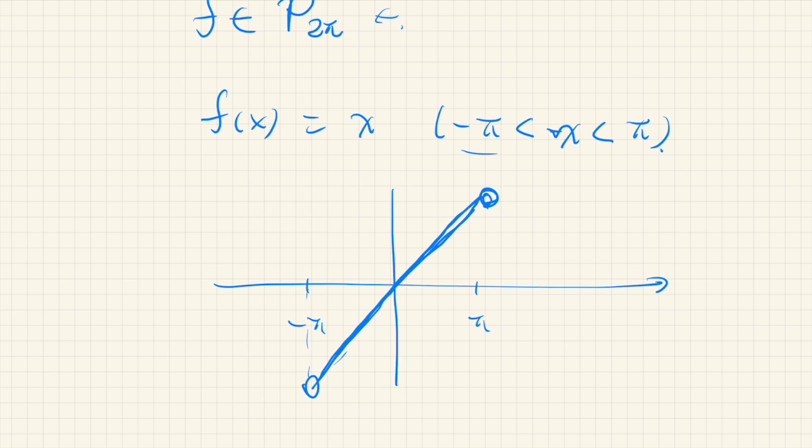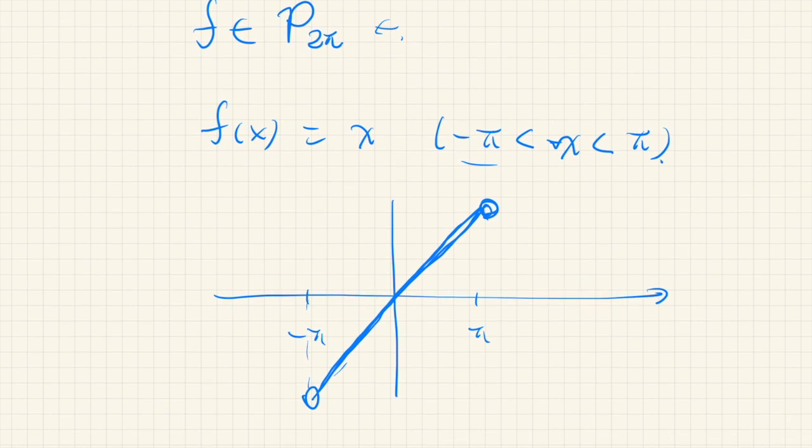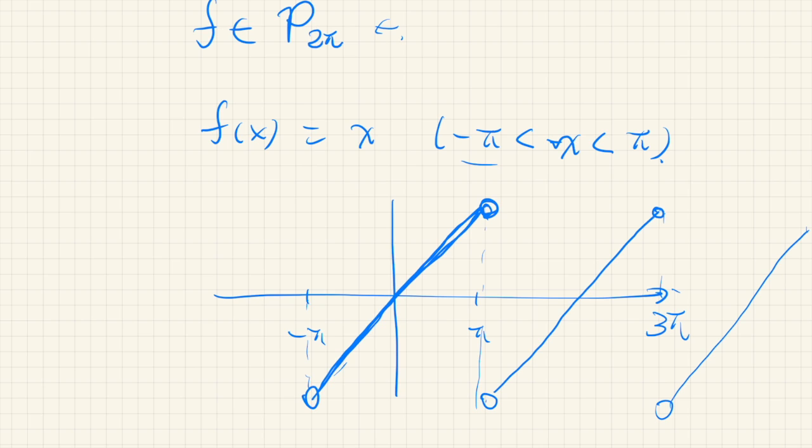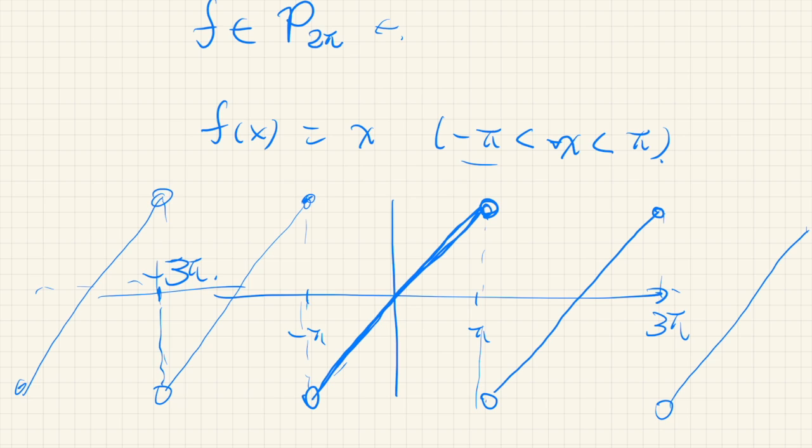It's just a straight line, but it's a periodic function, so that means this same shape repeats again like this. The period is 2 pi, so this will be pi plus 2 pi, so this is 3 pi, and it continues again and again. And the same for the opposite side, something like this, and something like this, and so on. So this would be negative 3 pi here.